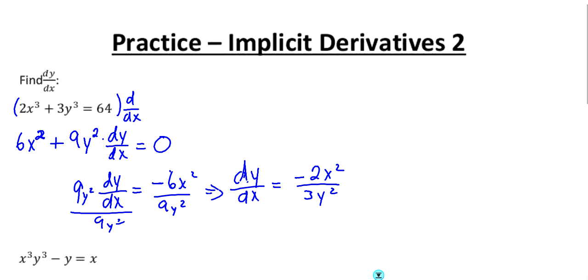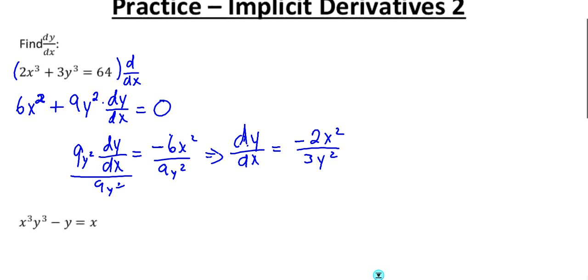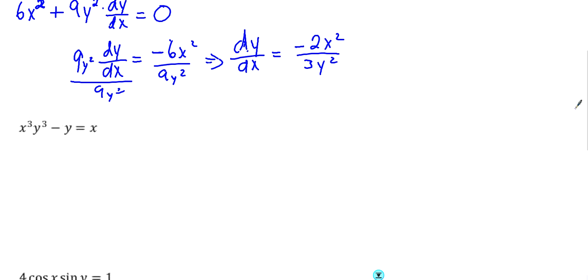So just like we've been doing, to find the derivative of each one, we've got to use chain rule on the y terms. Then since we're solving for dy over dx, we've got to get dy over dx isolated on the left, and that gives us our derivative. Okay, now on the second one, we're doing the same thing, taking the derivative with respect to x.